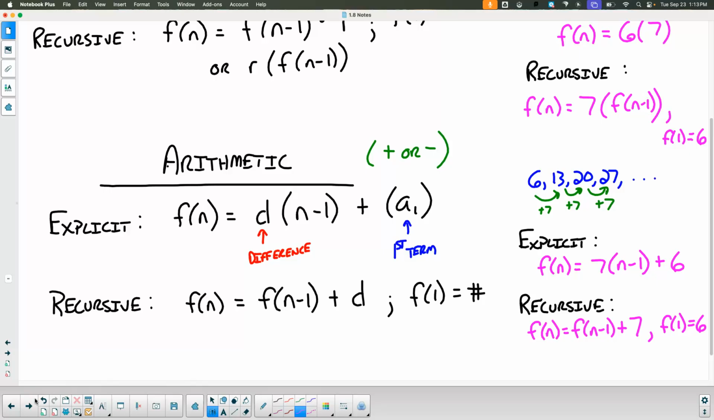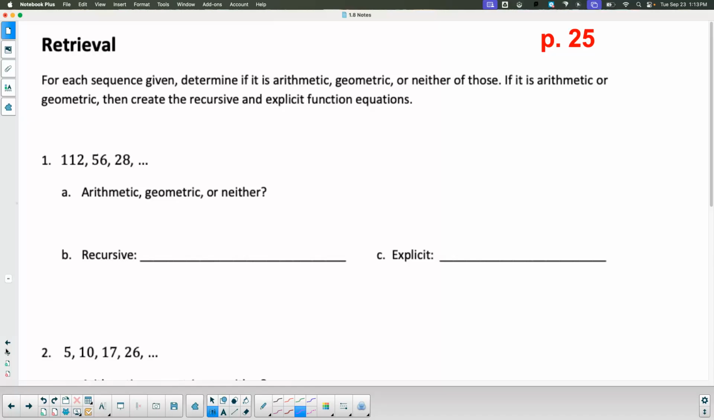So with that being said, now we can go to page 25 in our note packet, and we can do numbers 1 through 3. Tell me if it's arithmetic or geometric or neither. Then come up with the recursive, come up with the explicit. Okay? I'll give you a couple of minutes to do that.